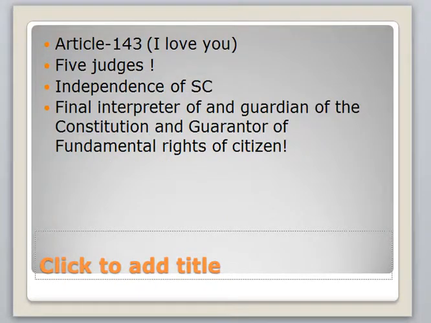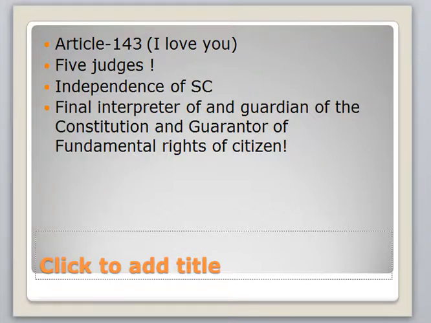Next point is Article 143, or we can say Article 'I love you'. I means 1, 4 means love, and you means 3. I hope you know this. What is the meaning of Article 143? This article gives power to the President of India. Using this power, the President can direct a case to the Supreme Court and ask the Supreme Court to give its judgment on that particular matter.